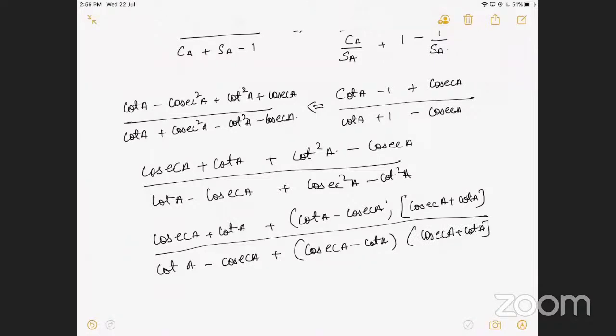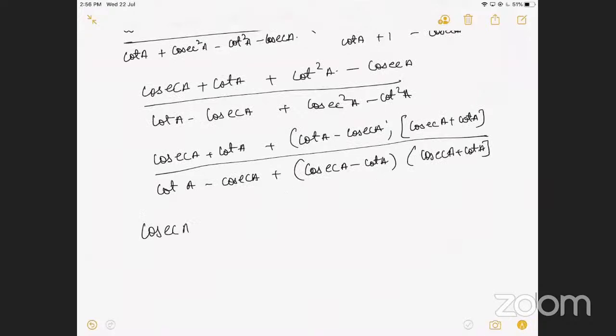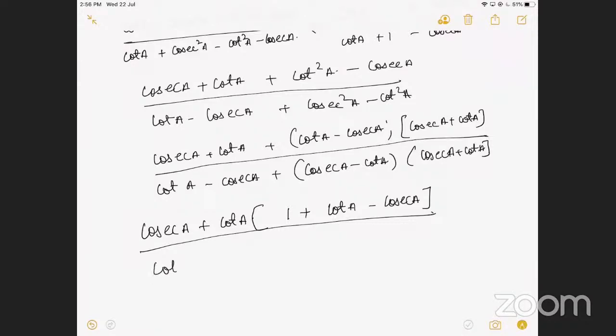Okay, from the numerator you have taken cosec A plus cot A common. So now we are left with 1 plus cot A minus cosec A. Right. Now what will you take common in the denominator? Cot A minus cosec A plus 1, that is what I got in the denominator. Second, what are you taking common? You tell me.